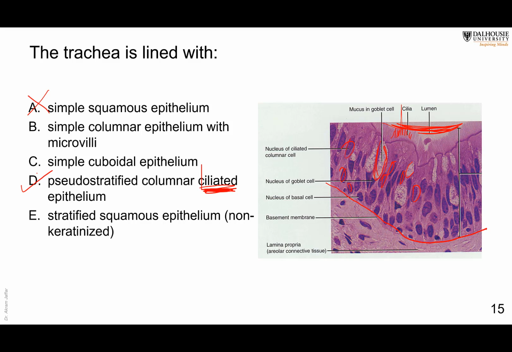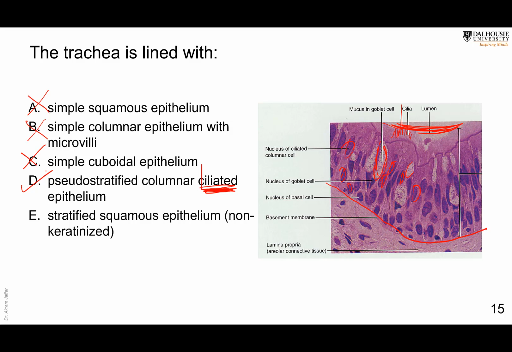It is not simple columnar epithelium with microvilli. Microvilli are usually required for absorption, and simple columnar epithelium with microvilli is, for example, present in the small intestine and serves mainly for absorption. A simple cuboidal epithelium is a typical epithelium that you expect to find, for example, in the tubules of the kidney or in the thyroid gland.